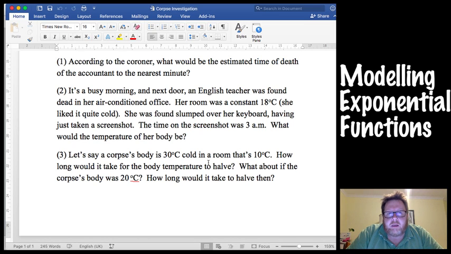So let's have a look at number 2. It's a busy morning, and next door an English teacher was found dead in her air-conditioned office. Her room was a constant 18 degrees Celsius because she liked it quite cold. She was found slumped over her keyboard, having just taken a screenshot. The time on the screenshot was 3 a.m. So what would the temperature of her body be?